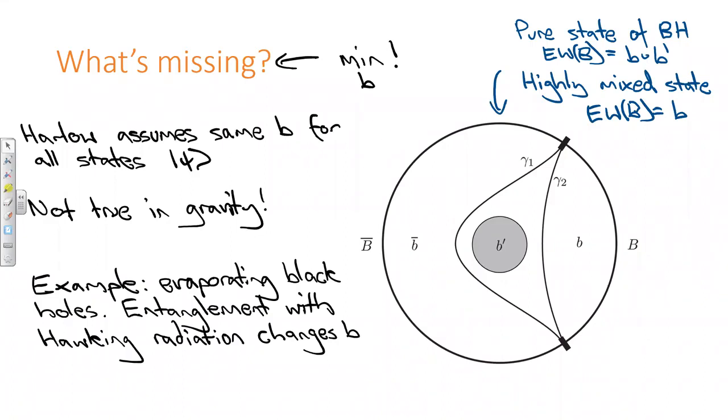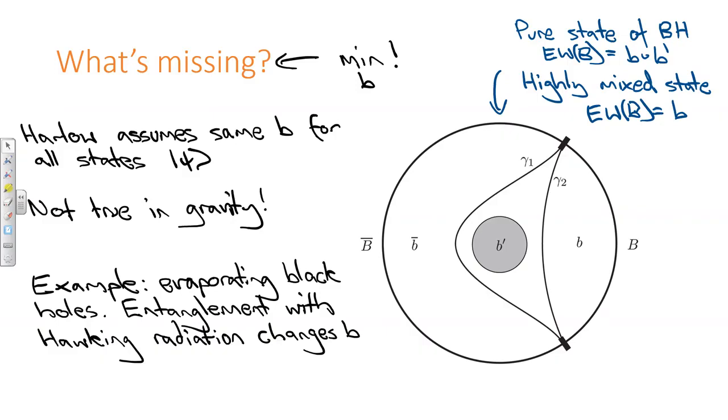Another example, which is probably more important these days, is something you may have heard about. In 2019, there was a lot of excitement about applying these entanglement wedge calculations to evaporating black holes, and that's a bit more complicated because it's a time-dependent state, and so it's technically outside the scope of what I've defined.